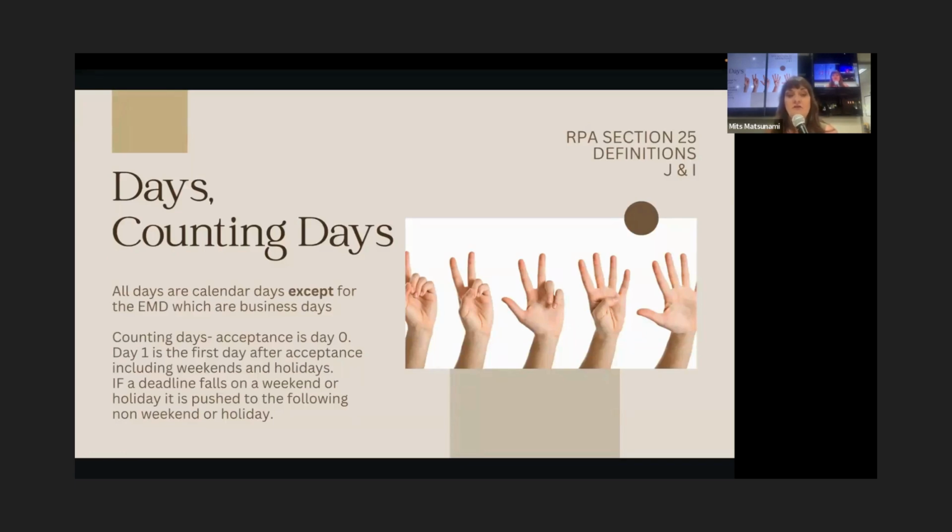If a deadline falls on a weekend or a holiday, it is pushed to the following non-weekend or holiday. So if a contingency date falls on a Saturday, it is pushed to Monday. If Monday happens to be a holiday as well, it's going to be pushed to Tuesday. Okay, so you count the weekends when you're counting them, but if it falls on the deadline, it is pushed forward, not backwards. All right.